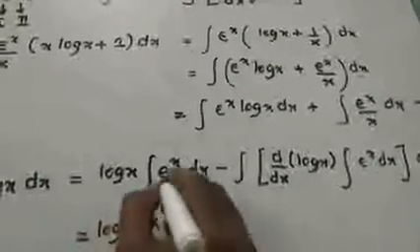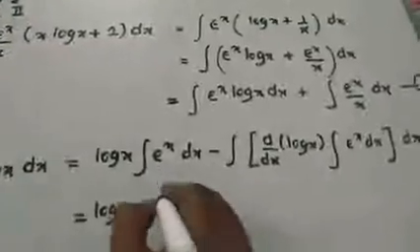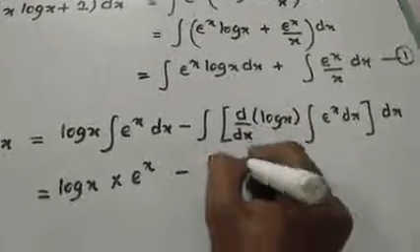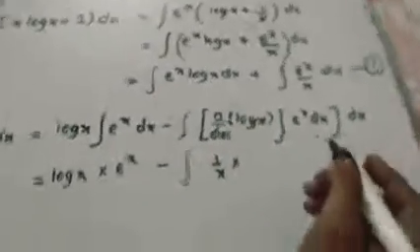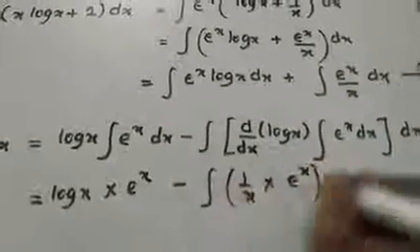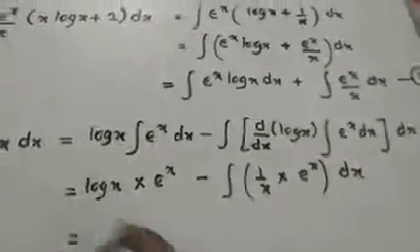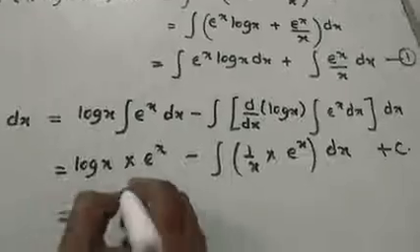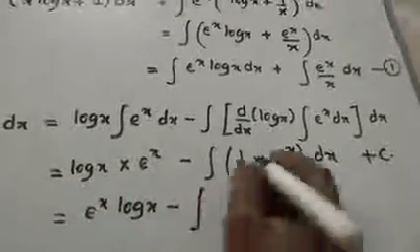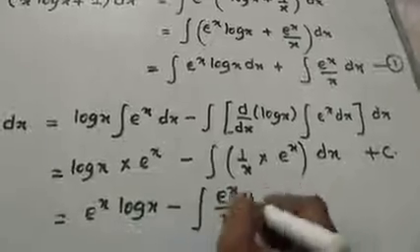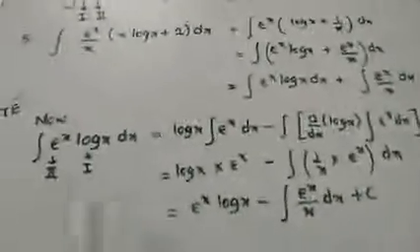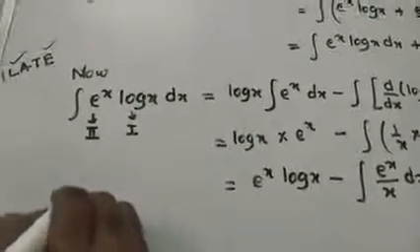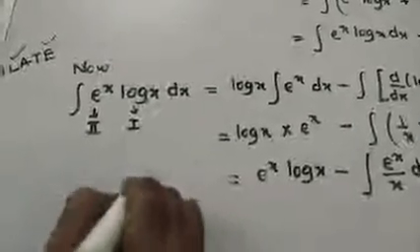So this was the rule, that is log x into integration of e to the power x, which is e to the power x, minus d/dx of log x, which is 1 by x, into integration of e to the power x, which is e to the power x, dx. No need for c here, let the c come at the end, plus c. Now let us simplify: e to the power x into log x minus the integral, plus c. Now let us put this value into expression number 1.